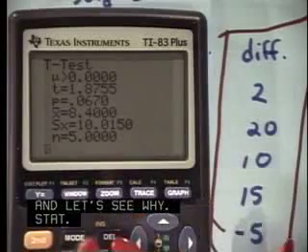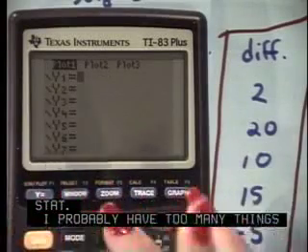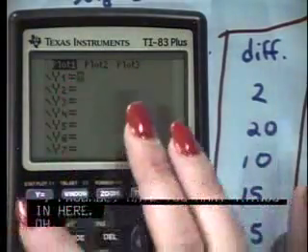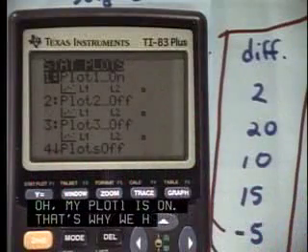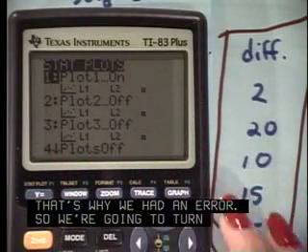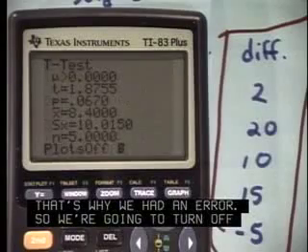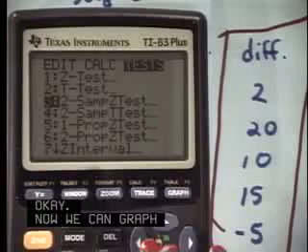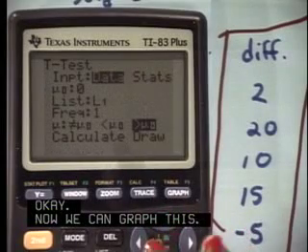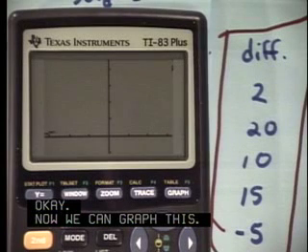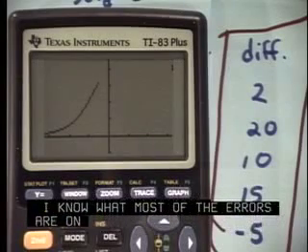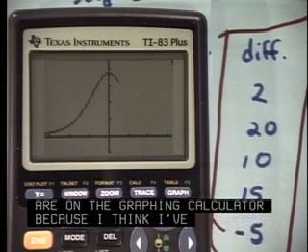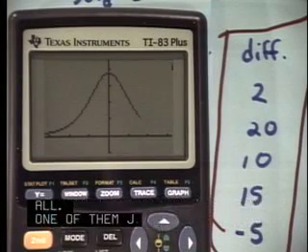I probably have too many things in here. Oh, my plot 1 is on. That's why we had an error. So we're going to turn off all the plots. Make sure you always check that. Okay, now we can graph this. I know what most of the errors are on the graphing calculator because I think I've made them all, one of them just now, by not turning off the stat plot.